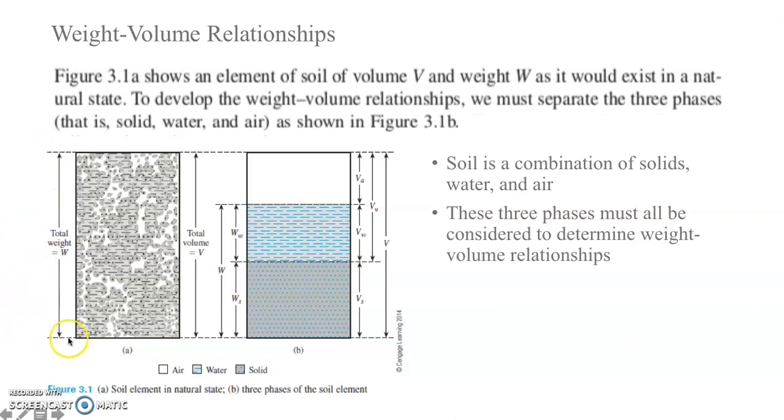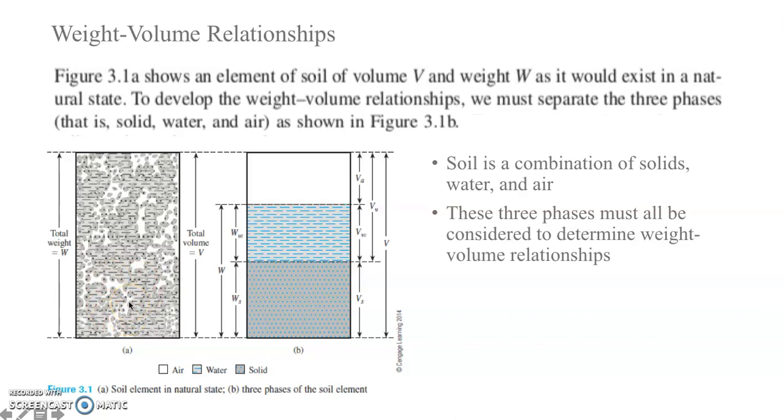If we observe our figure, you have the illustration. So you have a soil sample. Of course, in this soil sample, we're going to derive parameters. So we have identified here the total weight on the left side. On the right side, we have the total volume. And of course, this is the natural state of the soil element.